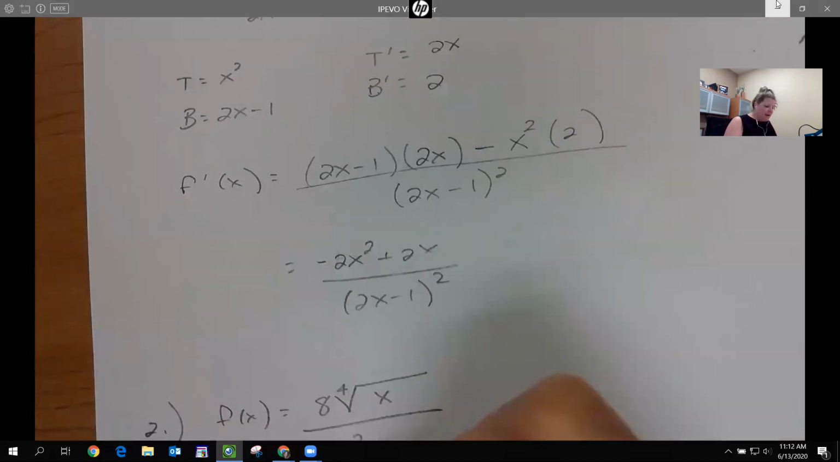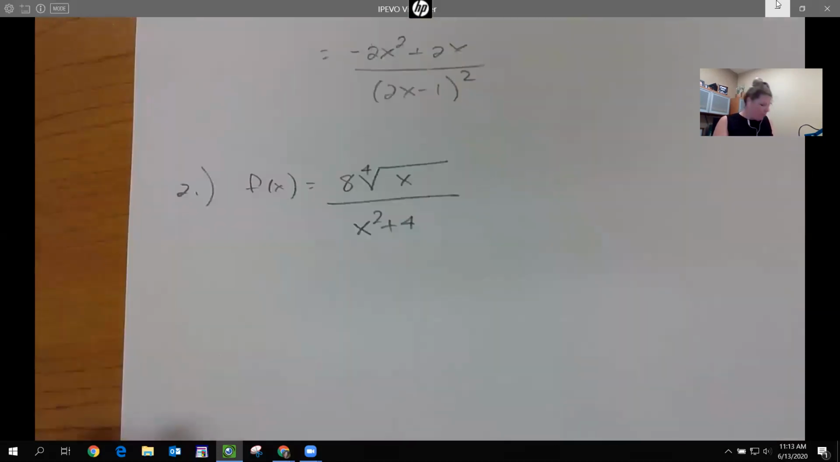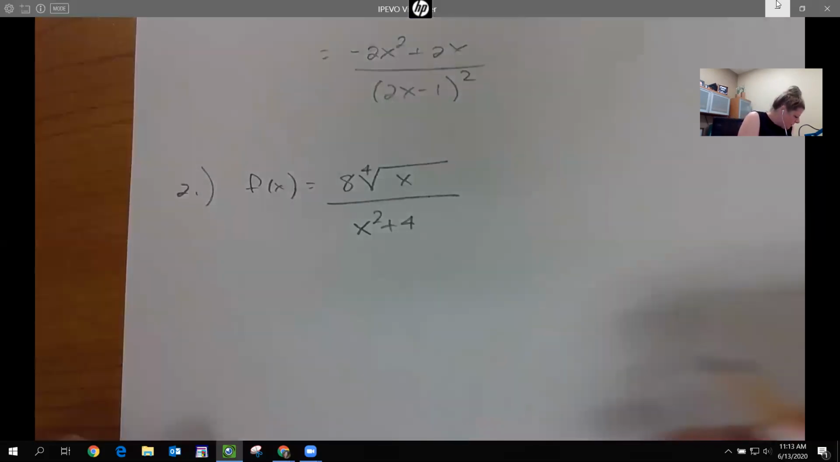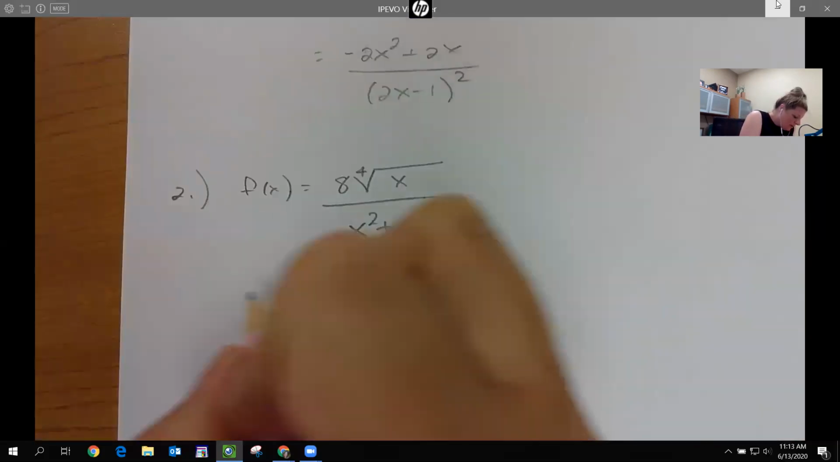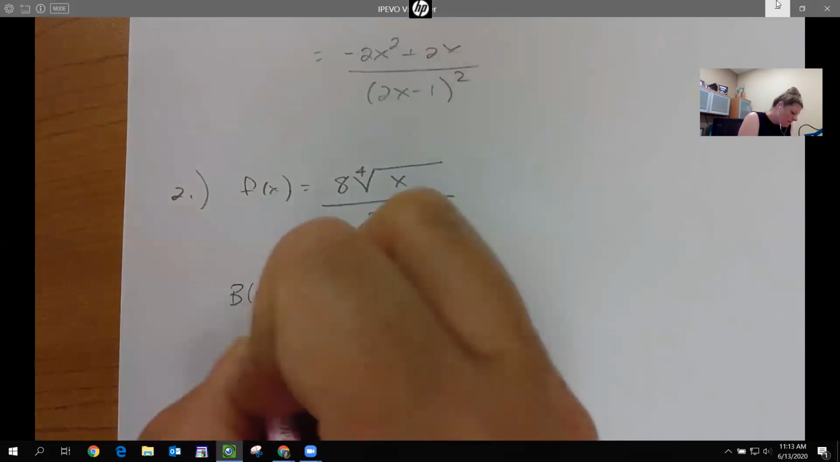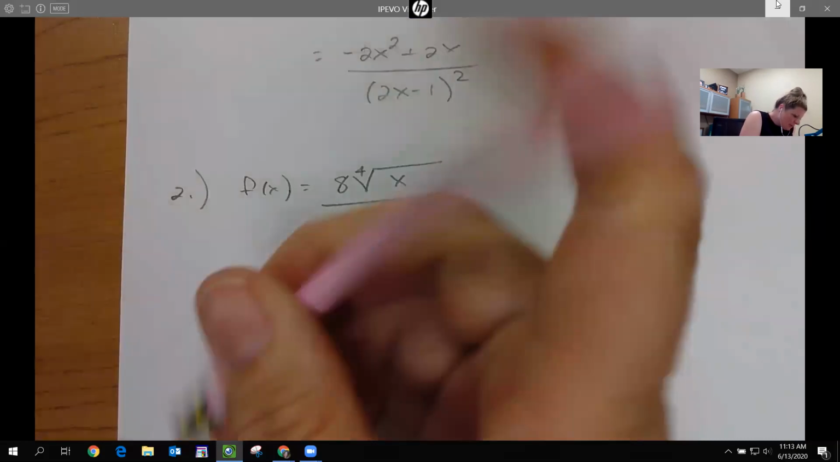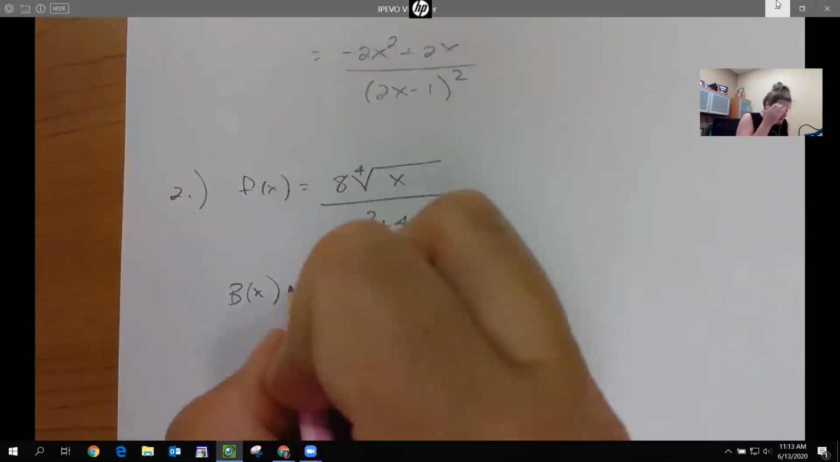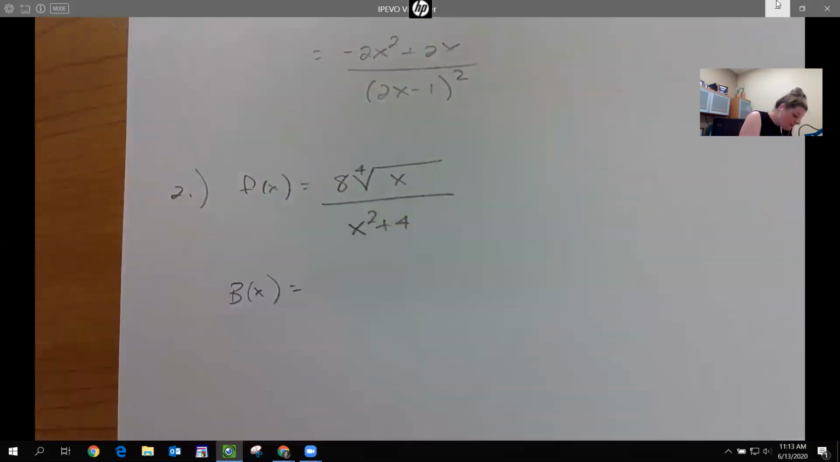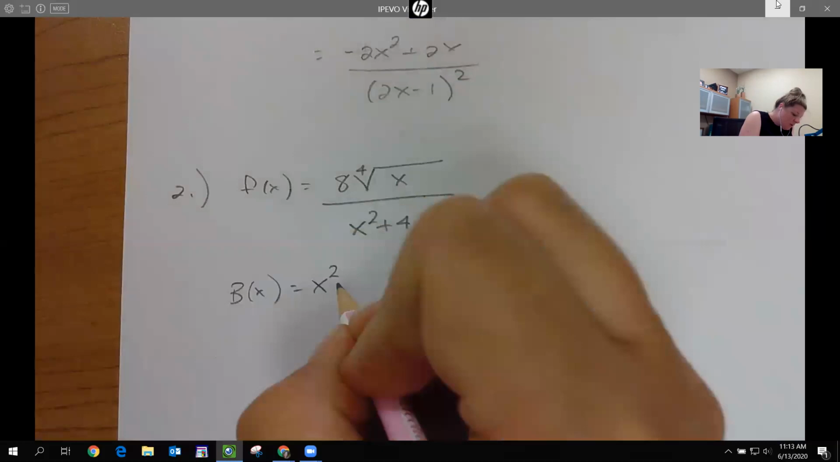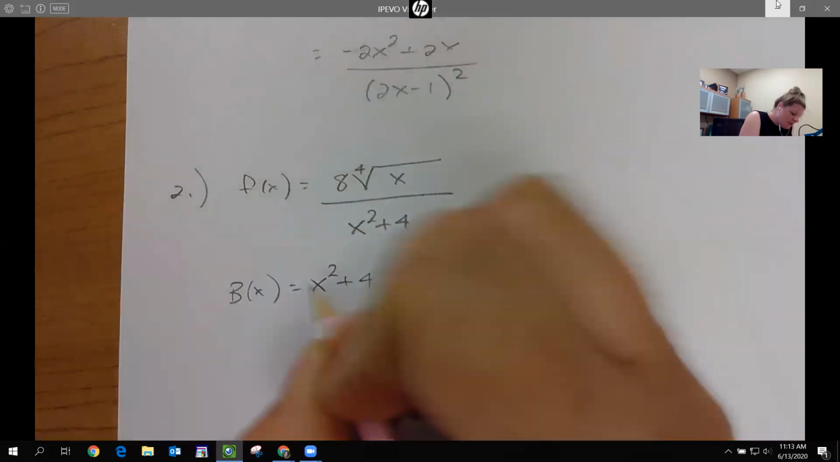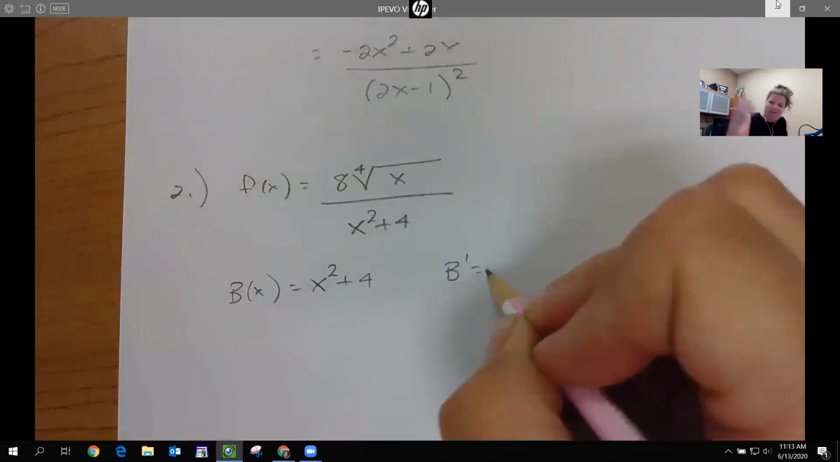All right, so what if I have 8 times the 4th root of x, and this is going to bring in the rules with our radical, which is why I like it, over x squared plus 4. All right, so what's your top? Or bottom, whatever one. The bottom, I guess I could call it bottom of x, whatever. I could have just said b equals, it doesn't really matter. So the bottom is x squared plus 4. What is the derivative of that one? It's going to be 2 times x, and the 4 drops off.